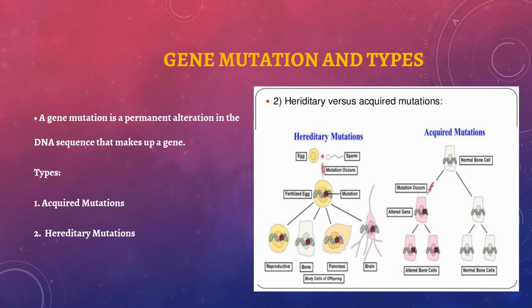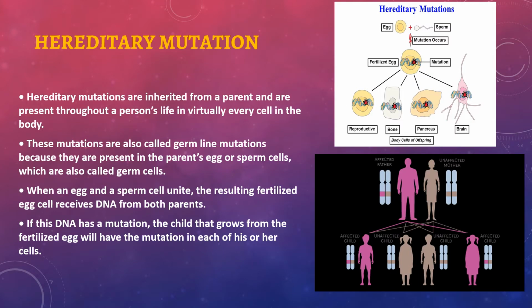After the mutation occurs, there will be a change in the characteristics and structure of the gene. Then this altered gene will further divide into altered bone cells. And here you can see in another portion, the normal bone cell. If there is no mutation, then it will further develop as normal bone cells. So this is a very simple diagram to differentiate between a hereditary mutation and an acquired mutation. Clear?